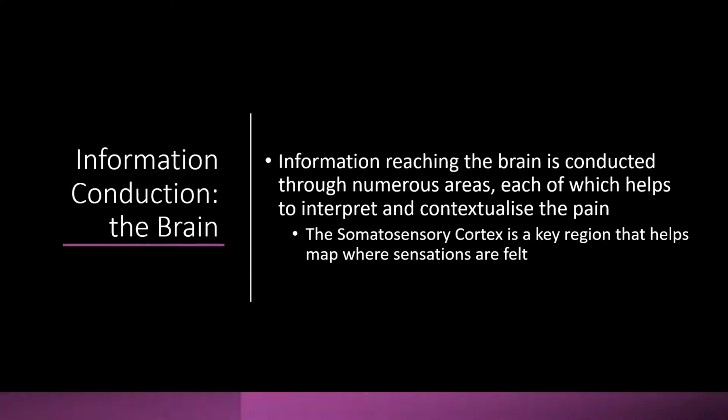The coloring of it is based on our thoughts, our feelings, and our emotions, and even our understanding of what we just did to ourselves, which will change and contextualize that pain. An important aspect of this whole brain processing area is the somatosensory cortex. This is a key region, just kind of posterior to the midline of our skull, that allows us to map where sensations are felt. Going to go through a couple figures here.